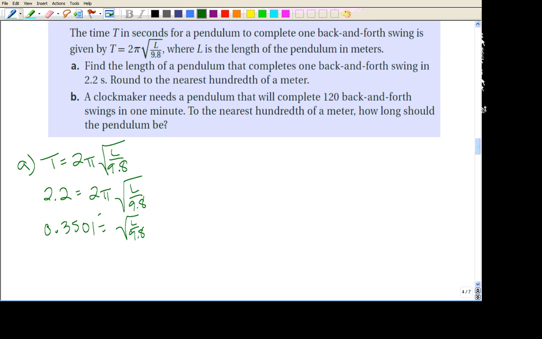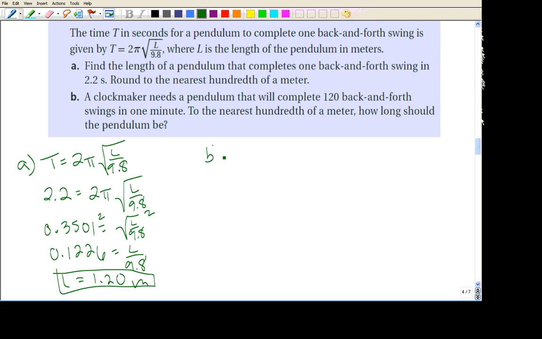I'm going to square both sides. So this will be 0.1226 equals the square root and the square cancel, so I'm left with L over 9.8. Then when I multiply both sides by 9.8, I get L equals 1.20, to the nearest hundredth, and that's in meters. So there's the answer to part A. A pendulum of 1.2 meters will take 2.2 seconds to complete one back and forth swing.